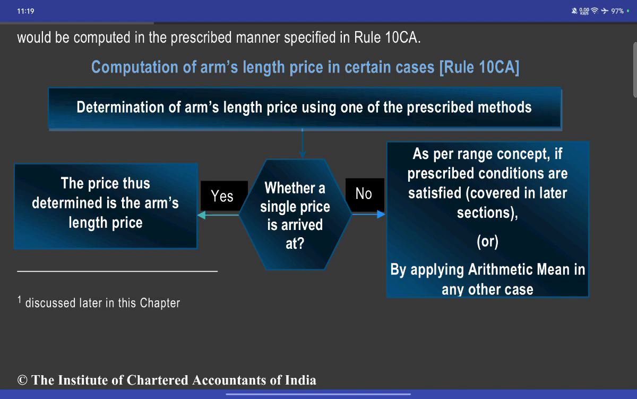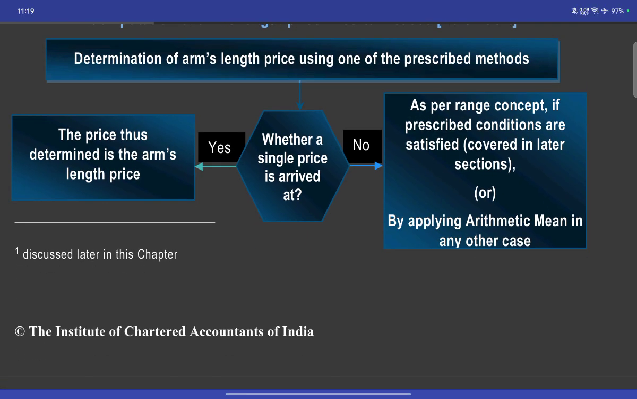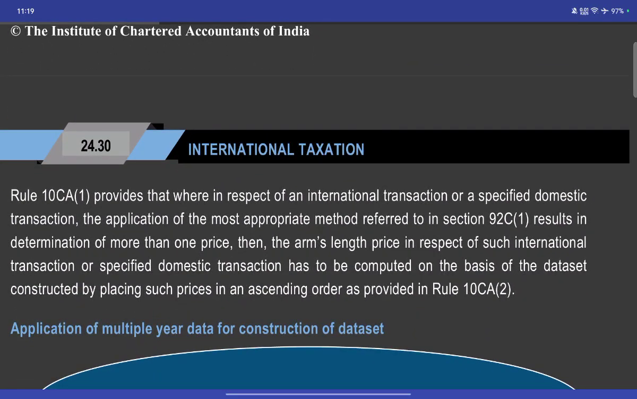Whether the single price arrived at determines the arm's length price: if yes, then no problem. If no, then as per the range concept, if the prescribed conditions are satisfied, covered in the later sections, the arithmetic mean or other measures are applied.